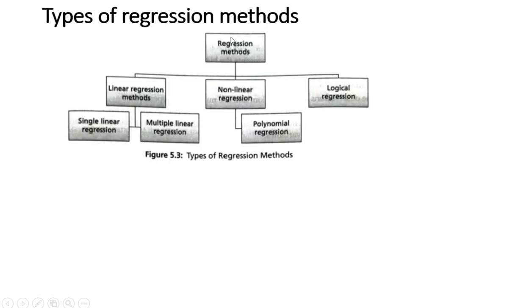Now there are different types of regression methods. Regression methods can be classified into linear regression, non-linear regression, and logistic regression. In linear regression, we have single and multiple linear regression. In non-linear, we have polynomial regression, and we also have logistic regression.